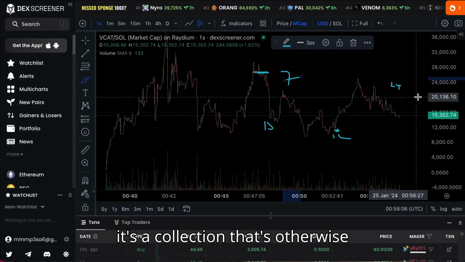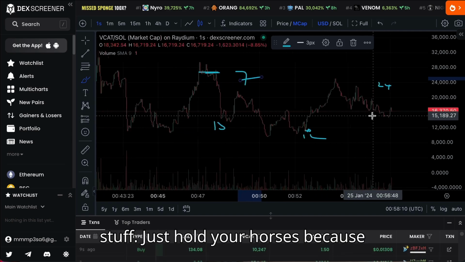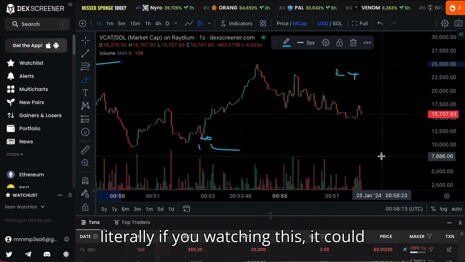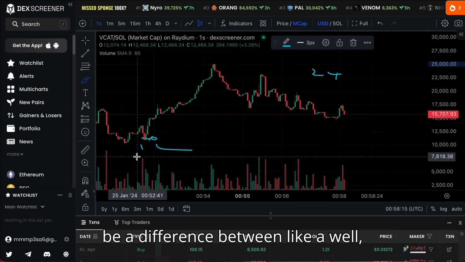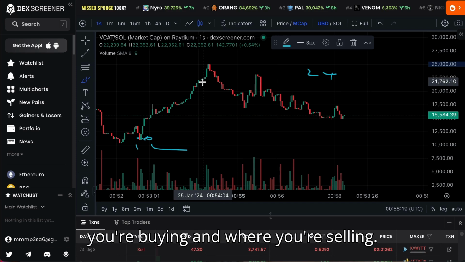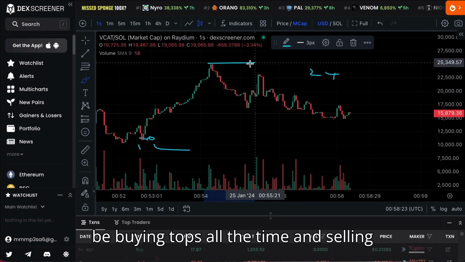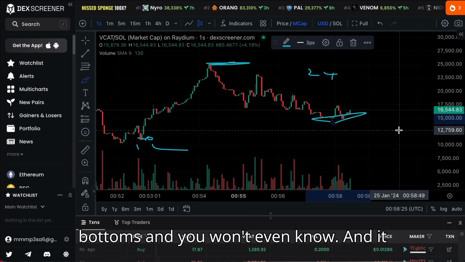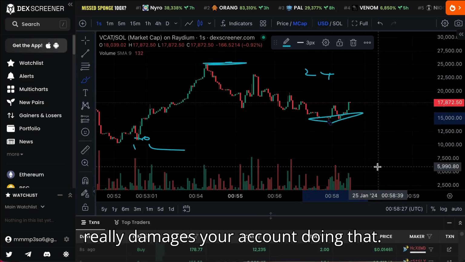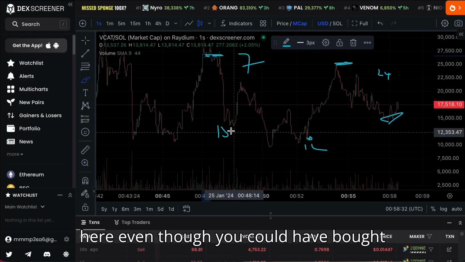especially if it's a collection that's otherwise settled and you're otherwise in profit. Just hold your horses, because it could be the difference of a 2x in terms of where you're buying and where you're selling. If you just do it blind, you'll be buying tops all the time and selling bottoms and you won't even know. It really damages your account, buying up here even though you could have bought here.